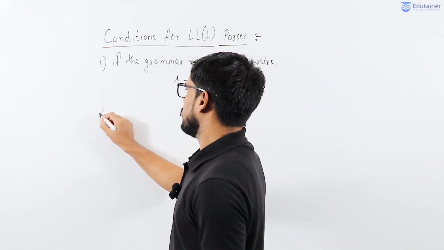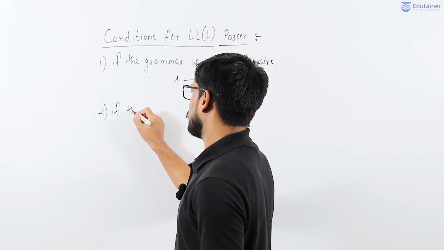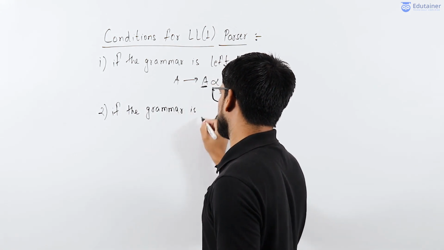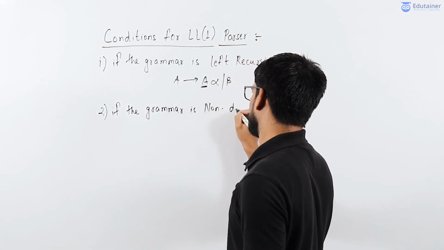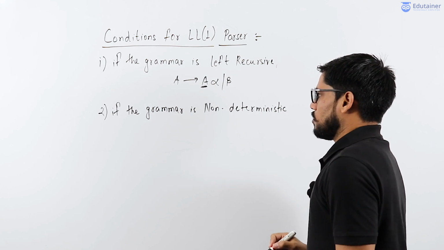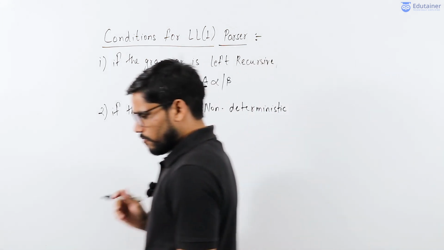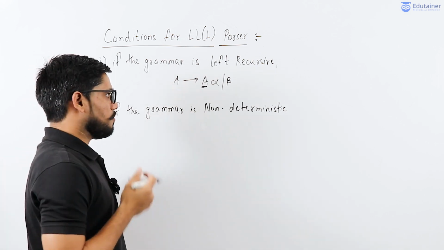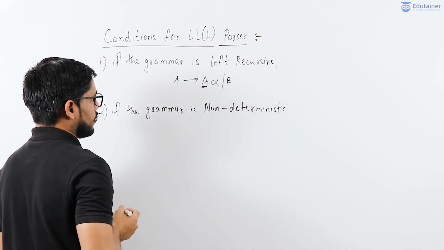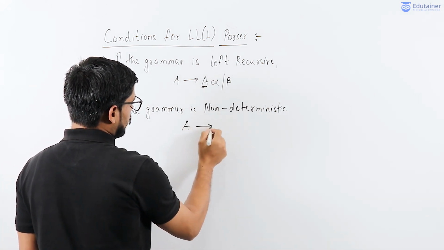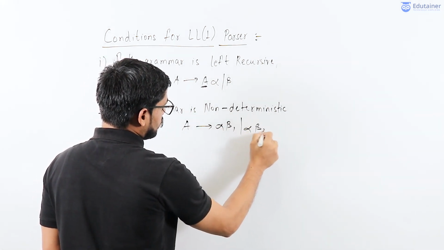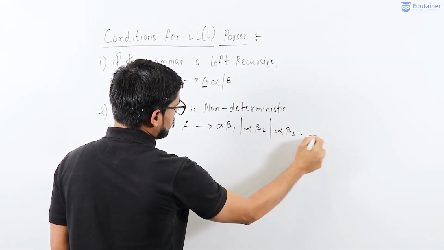The second condition is if the grammar is non-deterministic. Non-deterministic grammar suffers from a backtracking problem. Because of backtracking, we do not allow non-deterministic grammar in an LL1 parser. Non-deterministic grammar looks like A derives alpha beta 1, alpha beta 2, alpha beta 3, and so on.